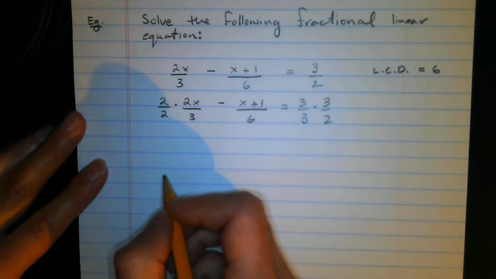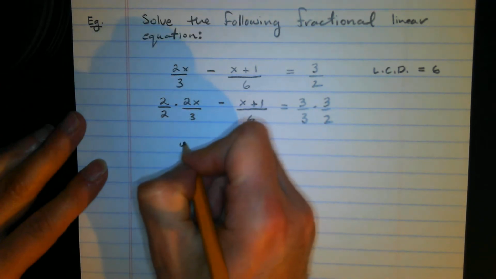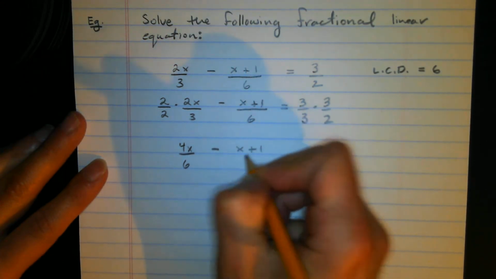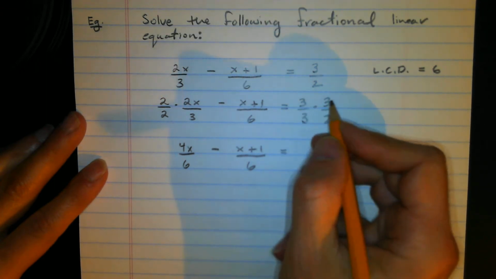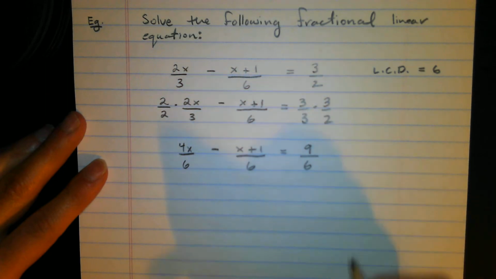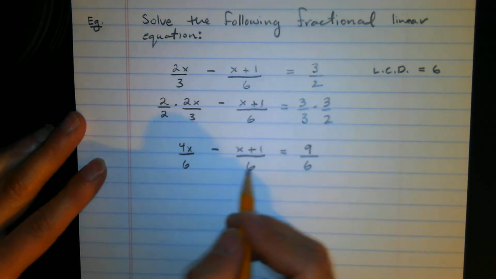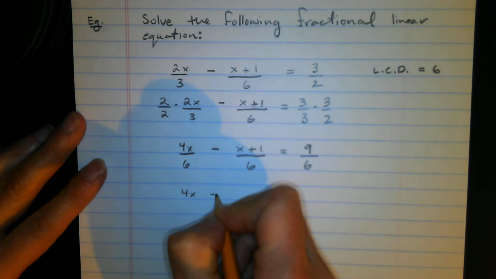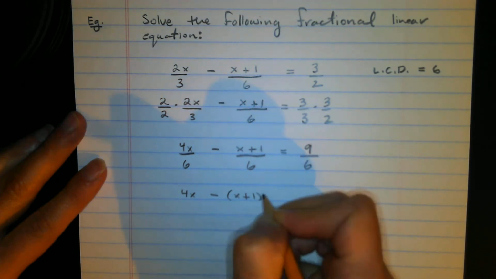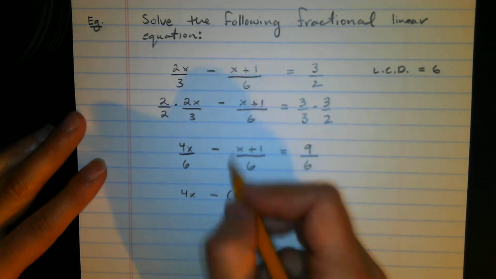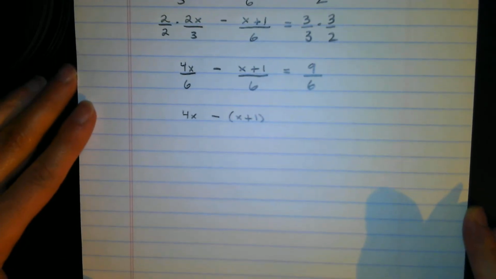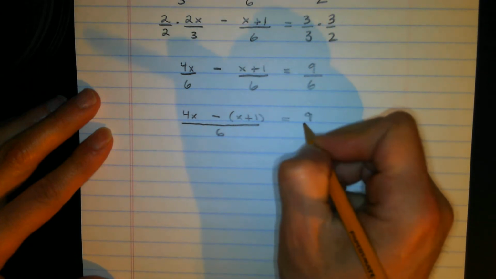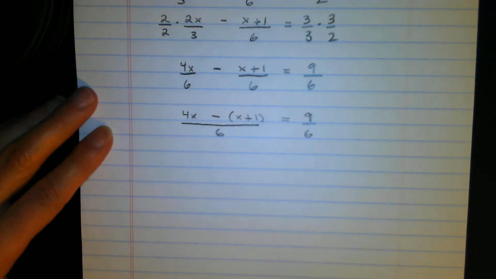Okay, so let's just polish this up really quickly. Well, what do we get? We get 2 times 2x is 4x over 2 times 3 is 6, minus x plus 1 over 6, equals 3 times 3 is 9 over 6, like so. Okay, and now we can form a single fraction on the left-hand side. Since we have the common denominator, just remember we're going to need to distribute the minus sign because we're subtracting this whole thing here. Now this is all over 6. And the right-hand side hasn't changed at all. We still have 9 over 6.